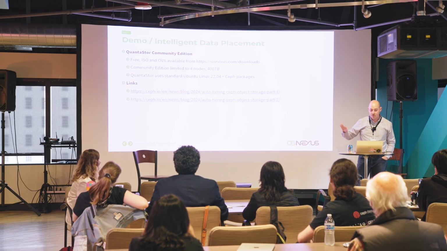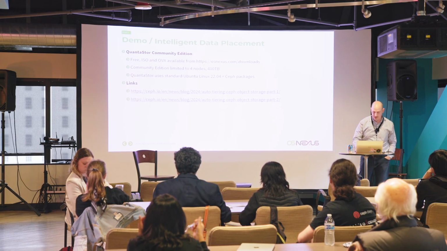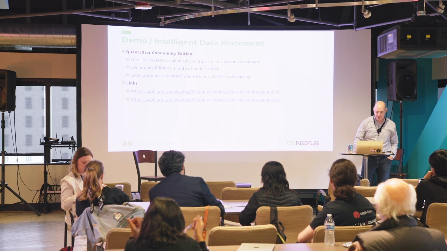We're going to use Quantastor Community Edition for the demo to set up a Ceph cluster and put the rules in. These links here are to some other articles that we wrote up on the Ceph.io blog. For the auto tiering, there's a part 1 and a part 2. There's really a 3-part series, and what you're seeing today is the third part. For more deep dive information on intelligent tiering with Rados Gateway, those are some great resources.